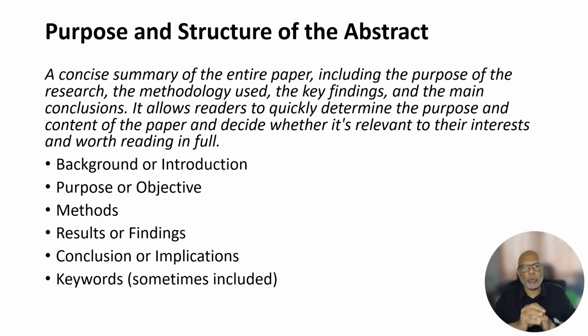The purpose of an abstract is a concise summary of the entire paper, including the purpose of the research, the methodology used, key findings, and the main conclusion. It makes it possible for a reader to quickly understand the purpose and content and whether it's relevant to their interest. So it has this very structure, which is the background and introduction, purpose or objective, methods, results, conclusion, and implications. And they usually have some keywords, and this is very important. You could use the generative AI to generate your keywords based on all that you have fed it during the process of writing the academic paper.